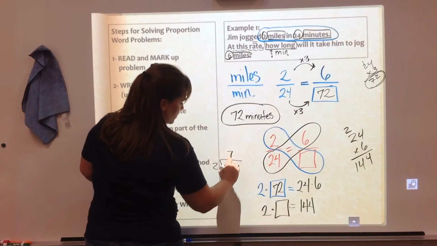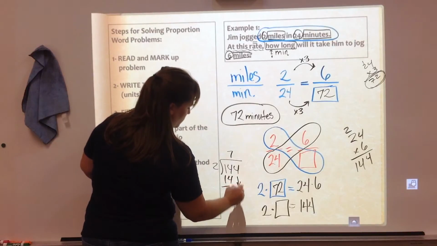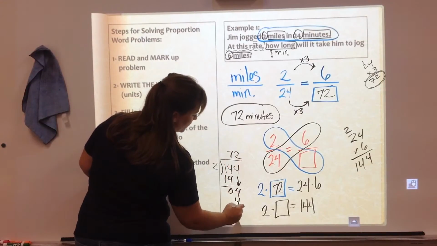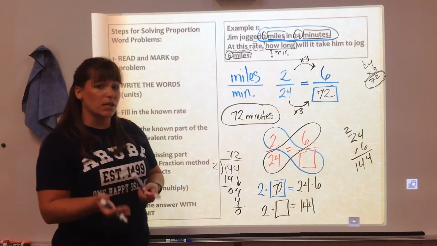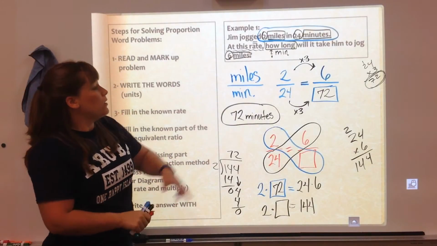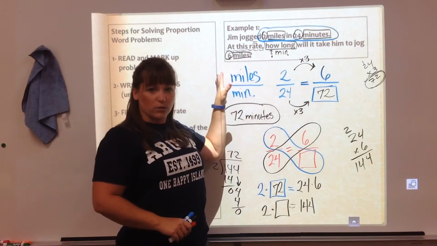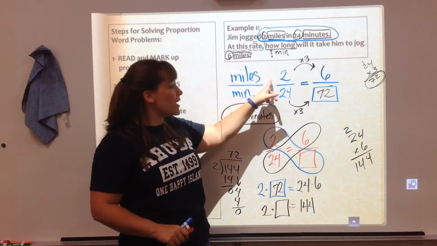144 divided by 7, and you subtract, bring down the 4, and bingo. We got a 72. You can get it there both ways. If it's easier, if you see a fact that works, it's quicker to do equivalent fractions. But sometimes it doesn't work.